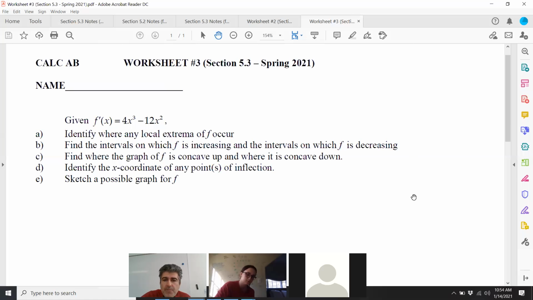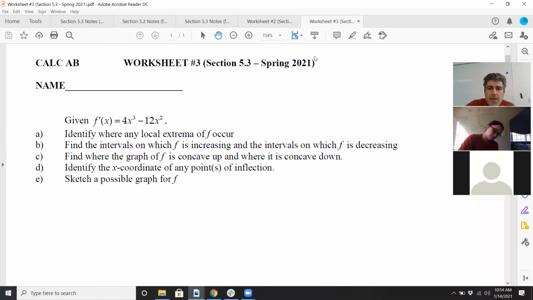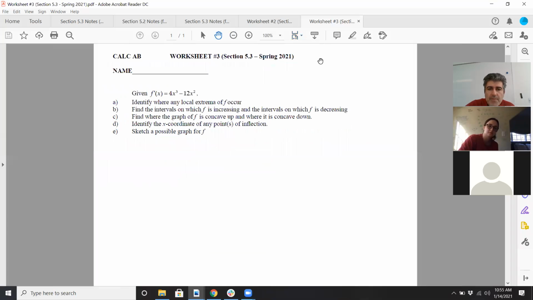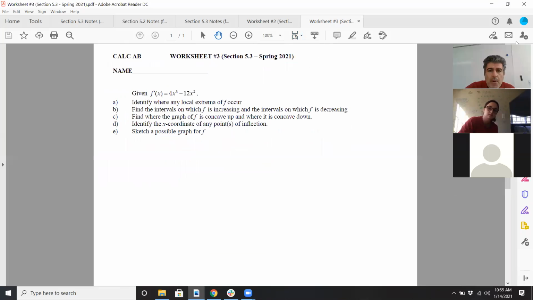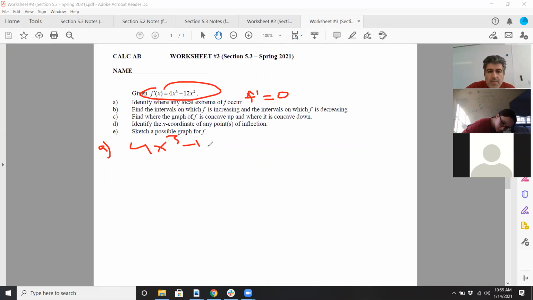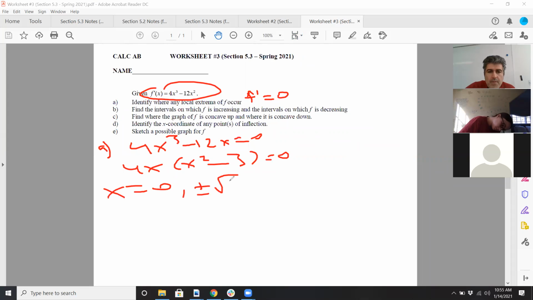So let me give you a little bit of a head start here. We'll give you some hints. For part A, again, I am recording this, and I'll make sure I upload this recording ASAP. Where do local extremes occur? Well, that's when F prime equals 0. So you already have F prime. So just immediately set that equal to 0. Factor out 4x. Solve for x. And then you should do a sign chart.